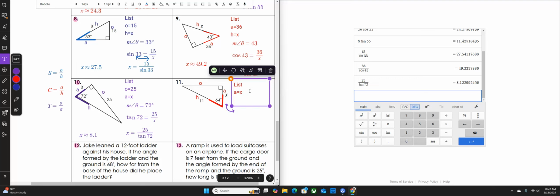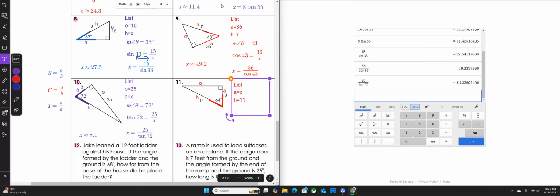We are given that the adjacent side is x and the hypotenuse is 11. And then we are given that the measure of angle theta is going to be 64 degrees. Let's do the setup. We have A and H. So again, we're going to use cosine. Cosine has A and H.